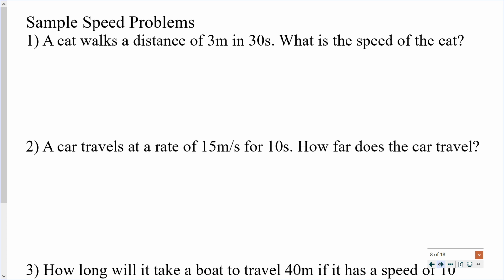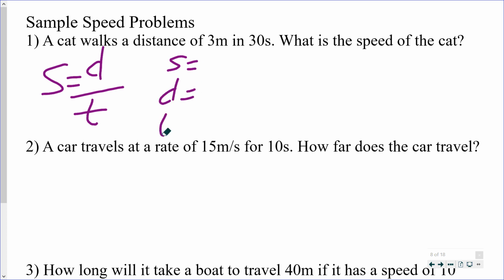All right, when we are doing these problems, to start out, to make sure your math is absolutely correct, I would like for you to write out every single thing. So the first thing I would want you to do is write the equation. So the equation is S is equal to D divided by T. The next thing I want you to do is say S is equal to, D is equal to, T is equal to. Then we have to figure out what do we know.